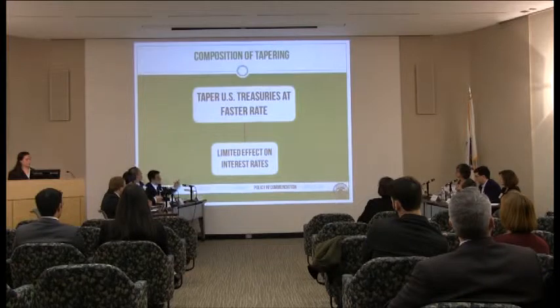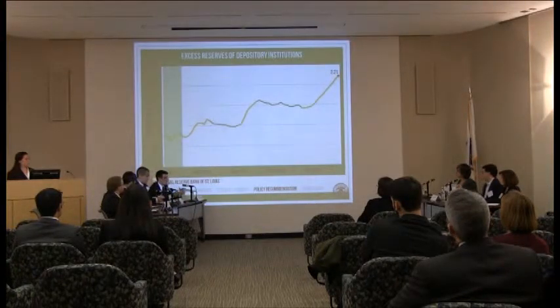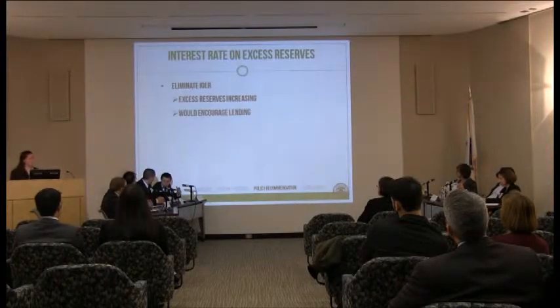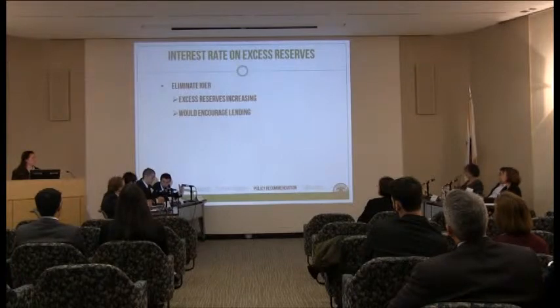In order to offset this policy of tapering, the Fed could additionally entirely cut the interest rate that it pays on excess reserves. Over the past 9 months, excess reserves have risen by about $755 billion to over $2.2 trillion today. This policy would encourage lending, as it increases the opportunity cost of not doing so.